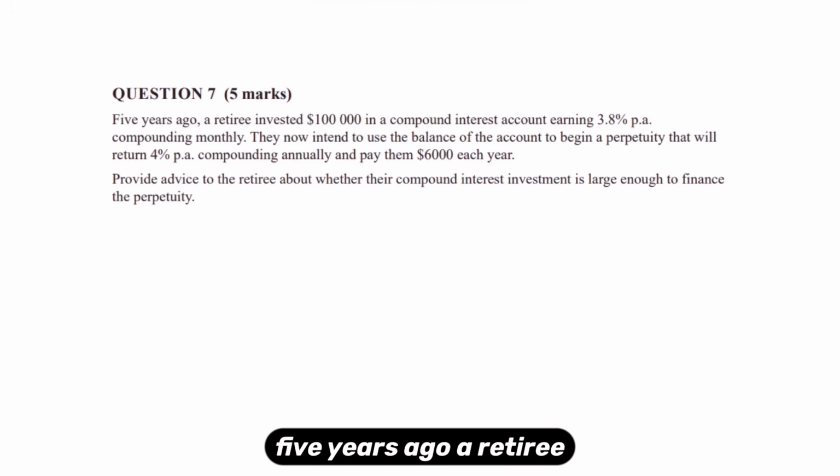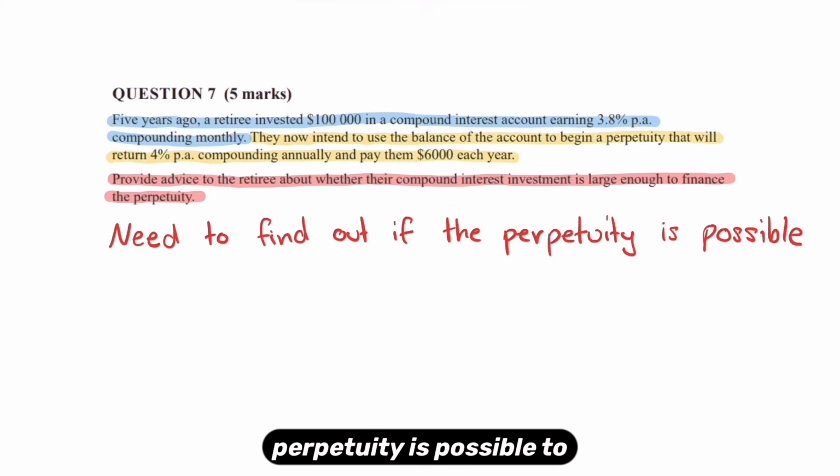So 5 years ago, a retiree invested $100,000 in a compound interest account, earning 3.8% compounding monthly. Okay, they now intend to use the balance of the account to begin a perpetuity that will return 4% per annum compounding annually and pay them $6,000 each year. So we need to provide advice to the retiree about whether their compound interest investment is large enough to finance the perpetuity. So what we need to do here, we need to find out if the perpetuity is possible.